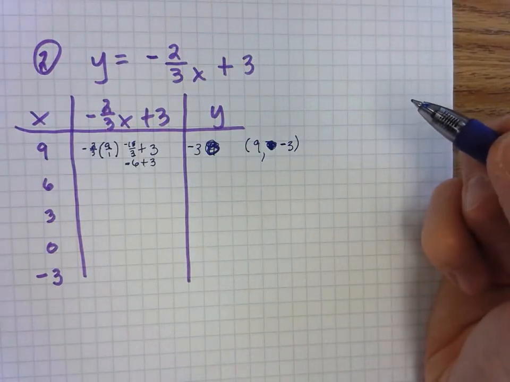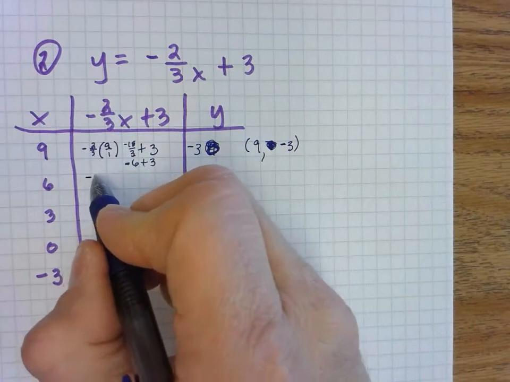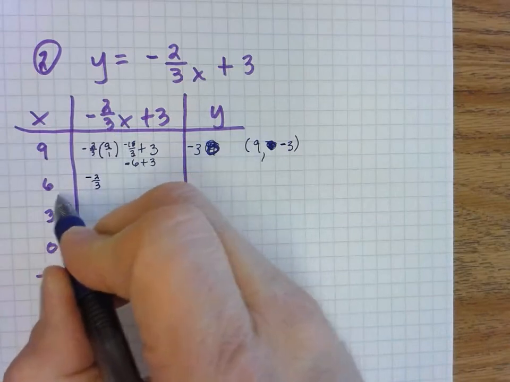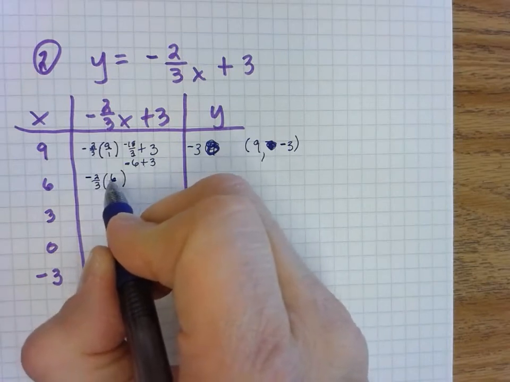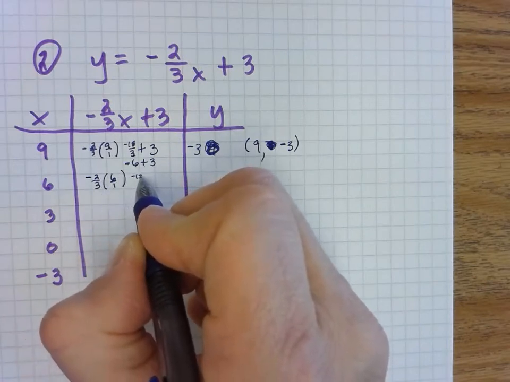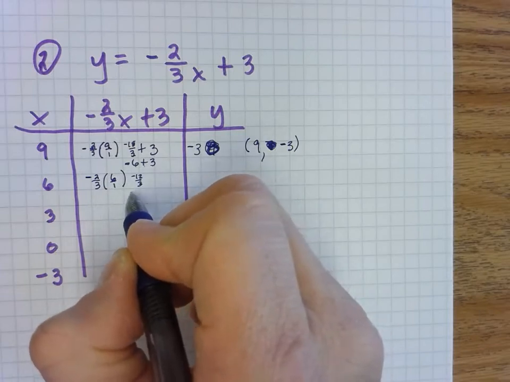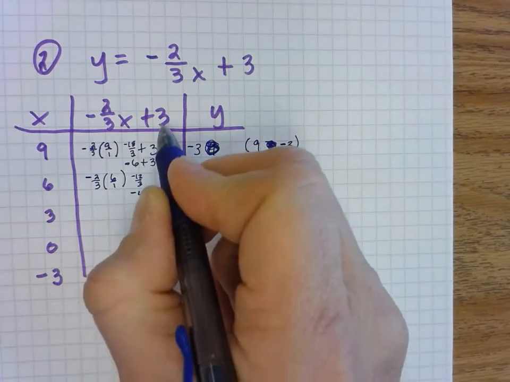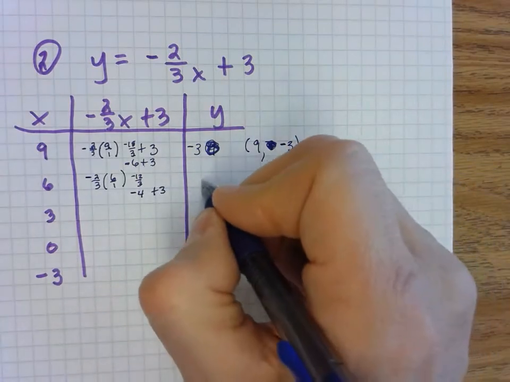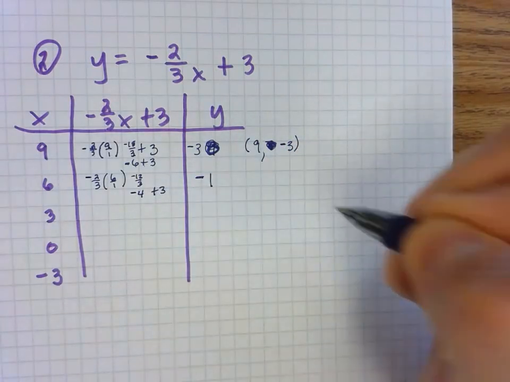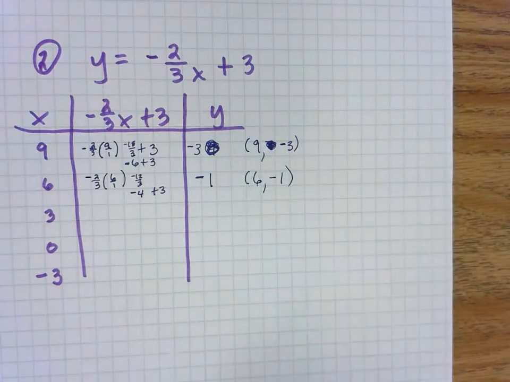Okay. Alright, let's try 6. So now I'm going to do negative 2/3 of 6. 6 again is a whole number, so you're going to put that over 1. So negative 2 times 6 is negative 12. 3 times 1, of course, is 3. Negative 12 divided by 3 is negative 4. And then you got to add 3 to that. And negative 4 plus 3 is negative 1. And that would be 6, negative 1.